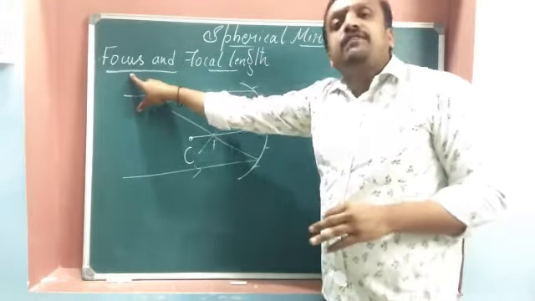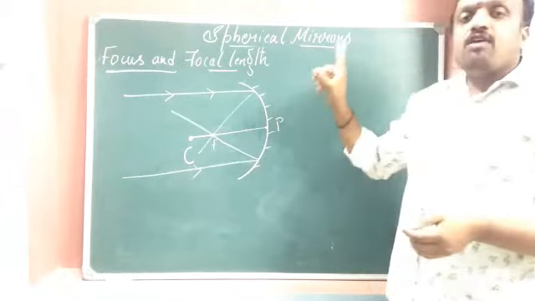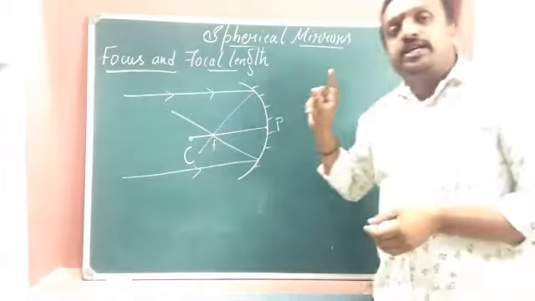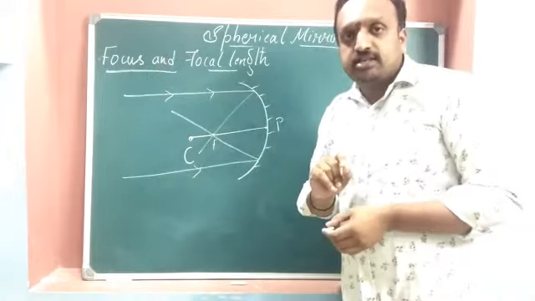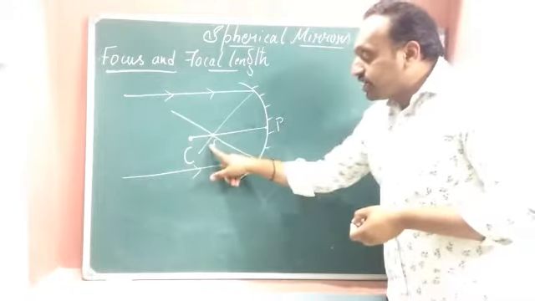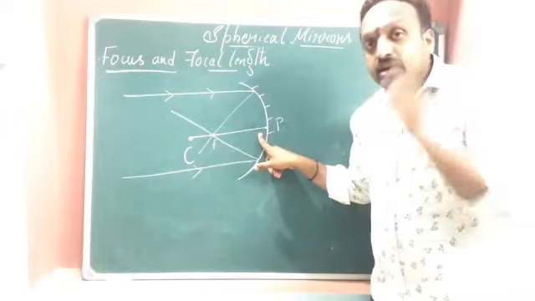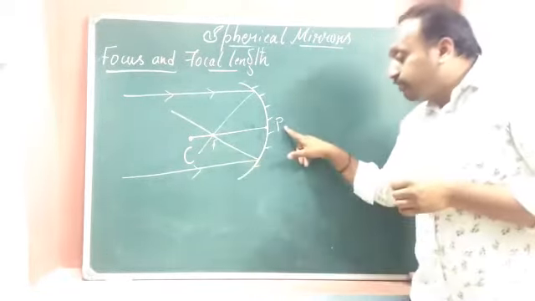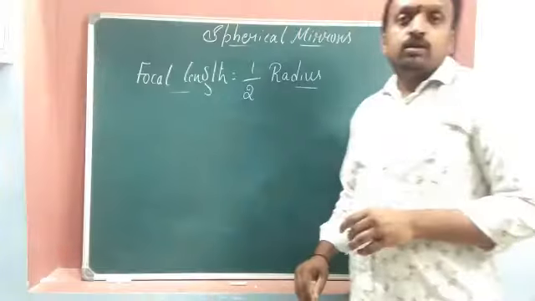So how are we going to define the focus? In a mirror, when the rays of light after reflecting meet at one point, that point is called the focus, and the distance between the focus and the pole is called the focal length. I repeat, the distance between the focus and the pole is called the focal length. Yes, students.